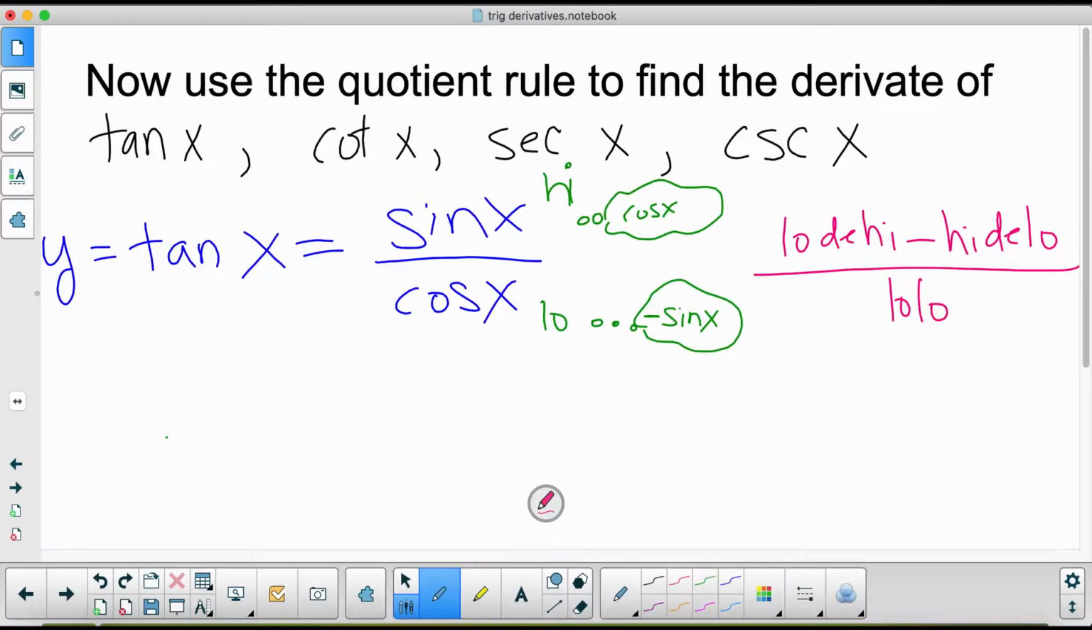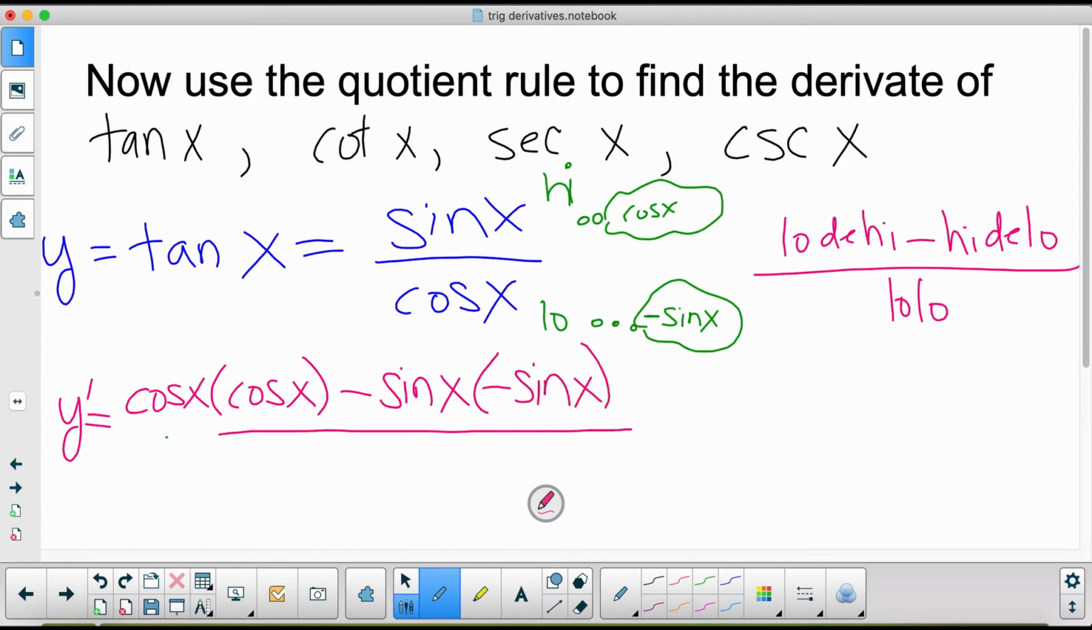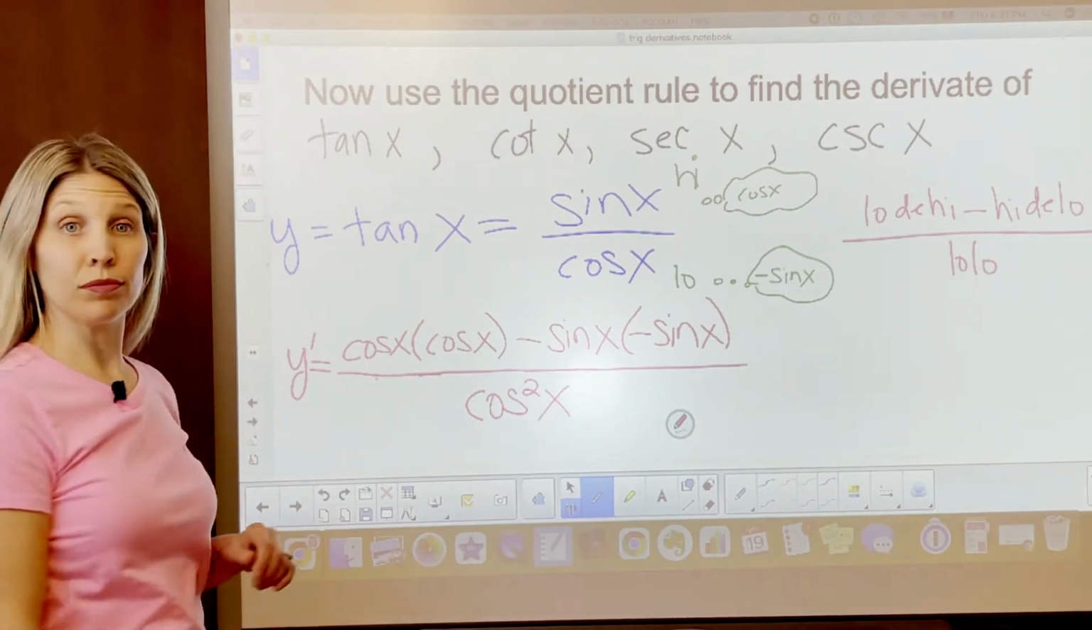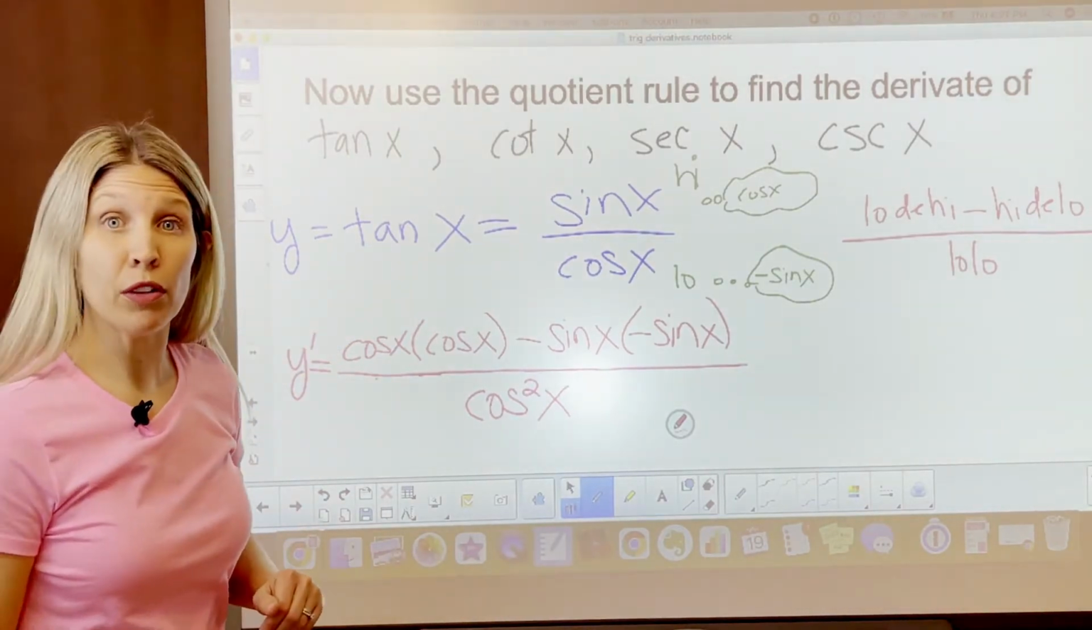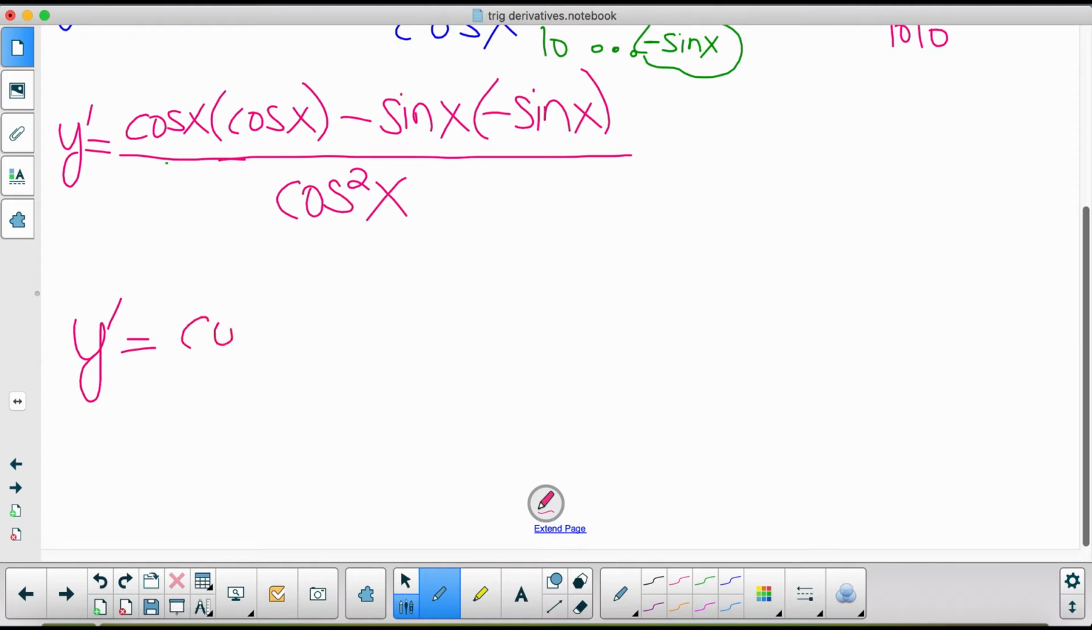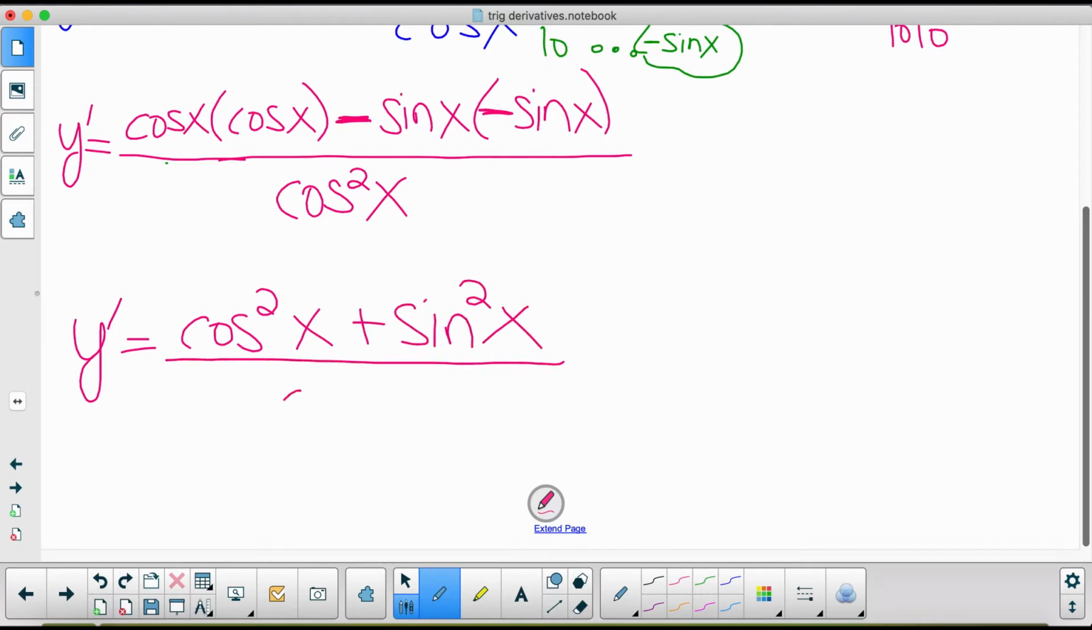So I'm putting those in my thought bubble so I can easily pull them when I go to stick them into my equation. So y prime equals low, cosine of x, that's this piece, d high, the derivative of my high piece is cosine of x, minus my high piece, sine x, times the derivative of my low, negative sine x, all over low low, which is cosine x squared. Now we're going to simplify the numerator. Y prime equals cosine squared x, minus times a minus gives you a positive, sine squared x all over cosine squared x.